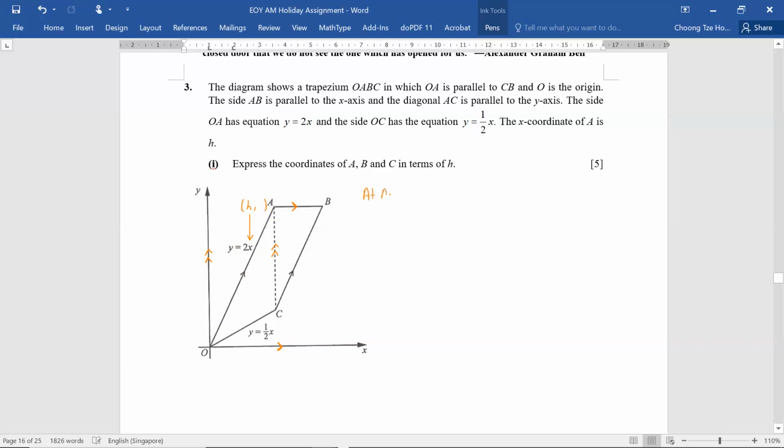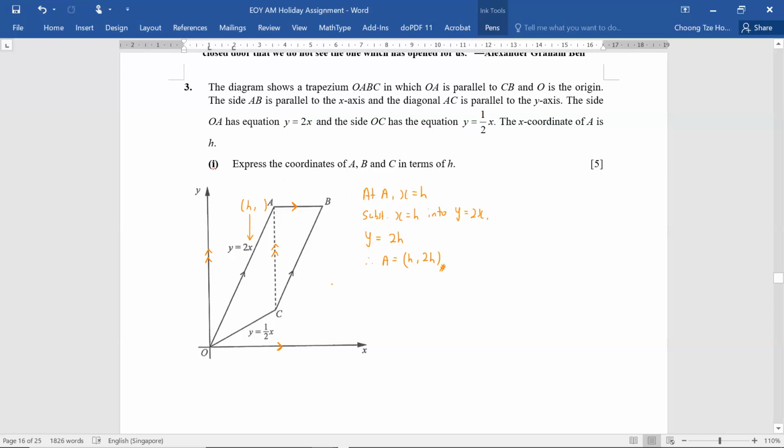So at A, x equals h. Now we are going to substitute x equals h into the equation of the line that passes through A, into y equals 2x. So y will be equal to 2 times h, so y equals 2h. Therefore the coordinates of A will be h and 2h. So we found the coordinates of A already.